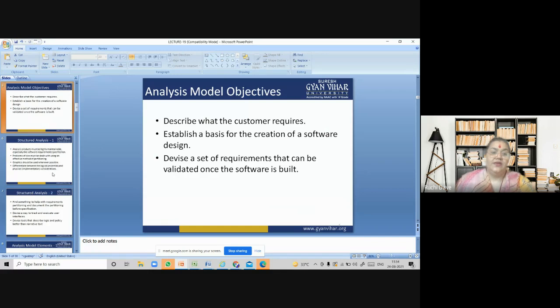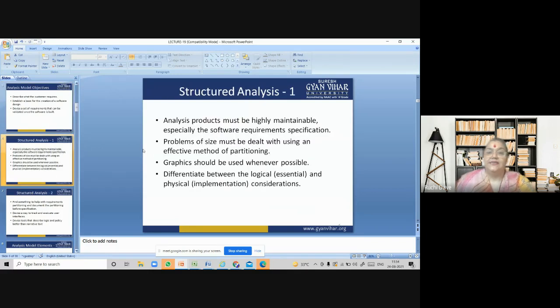Okay, now let us talk about structured analysis one. When we do the analysis, it is the analysis of the product that you are making. So the analysis of the product must be highly maintainable, especially if we talk about the software requirement specification. Then it should be highly maintainable, right? And the problem size must be such that it will be dealt with using effective methods of partitioning. The problem should be such that it can be solvable. There can be a solution for the problem, right?